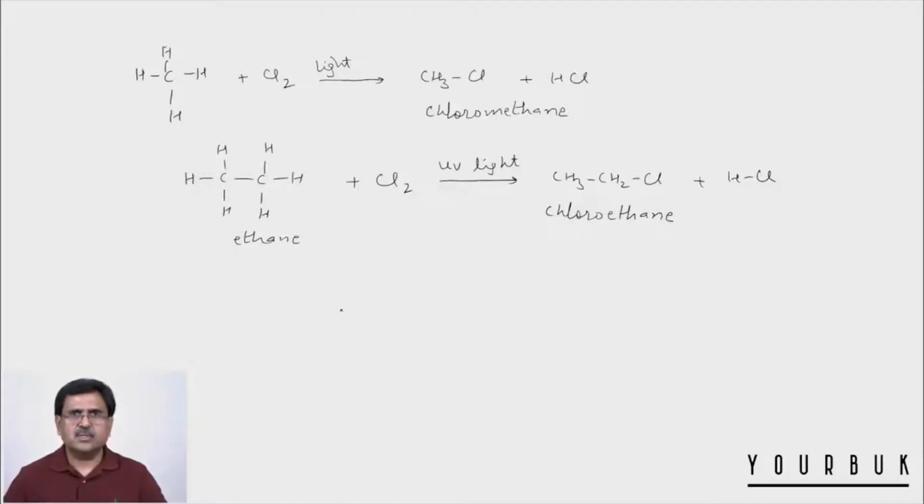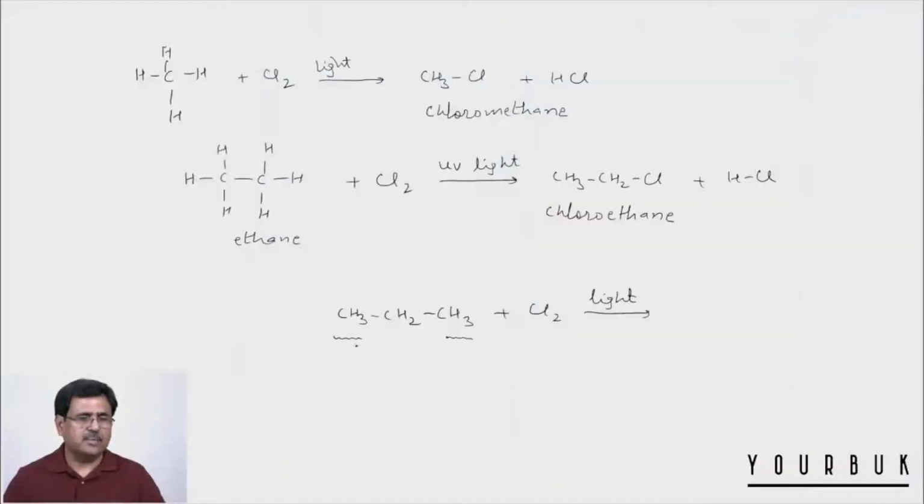Now if we start with the third example, this is called propane. And we are reacting it with chlorine, again in the presence of light. Now if you look at the propane structure, this methyl group is bonded to CH2. This methyl group is also bonded to CH2. It means each methyl group has the same chemical surrounding. As a result, all 6 hydrogens of these 2 methyl groups are chemically identical.